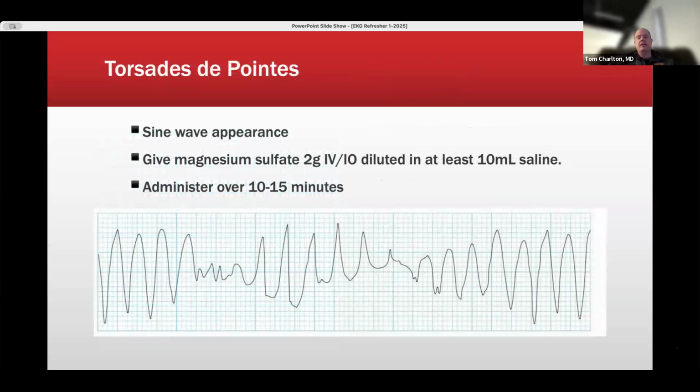Torsades is another phenomenon that will happen. And this can mimic VFib or VTAC, depending on how small the complexes are or large, and whether or not it has perfusion. What happens is you will have this sine wave appearance. So the impulses get big and they get small and they get big and they get small, et cetera. Most of the time, the patient is not going to be super symptomatic from this. And so we can give them magnesium sulfate diluted in at least 10 mLs of saline over about 10 to 15 minutes, and that tends to resolve this.